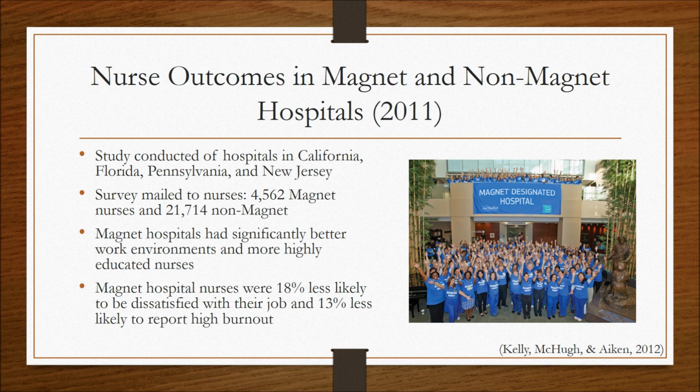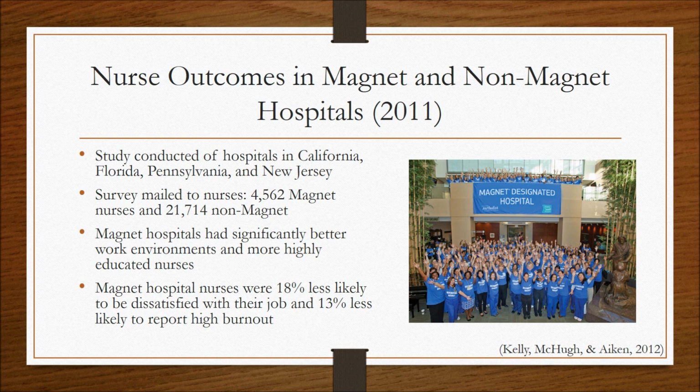The surveys were mailed out to a ton of different nurses, and when the results were tallied, it was proven that magnet hospitals had significantly better work environments, and they also had a higher level of education among nurses, mostly because the magnet hospitals usually require a bachelor's of nursing in order to work on the floor, whereas the non-magnet hospitals can hire diploma or associate's degree nurses.